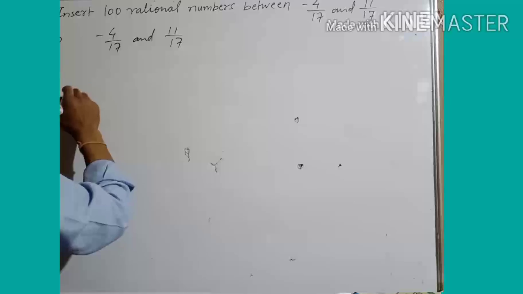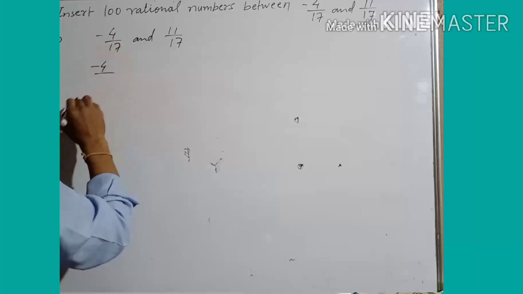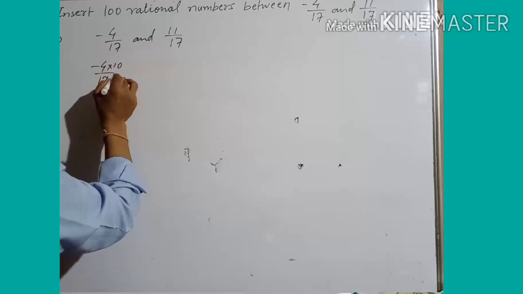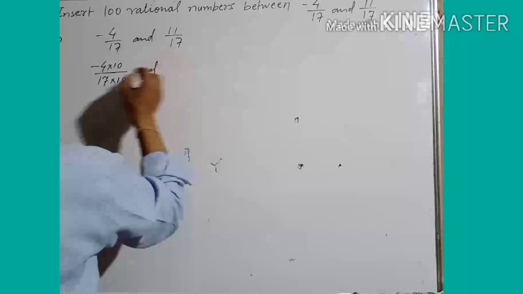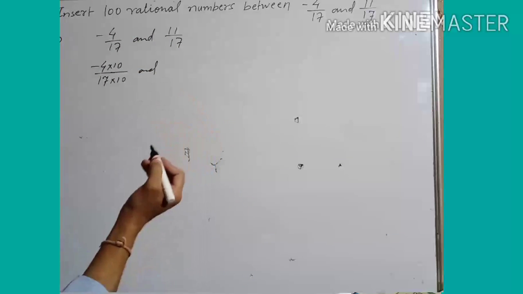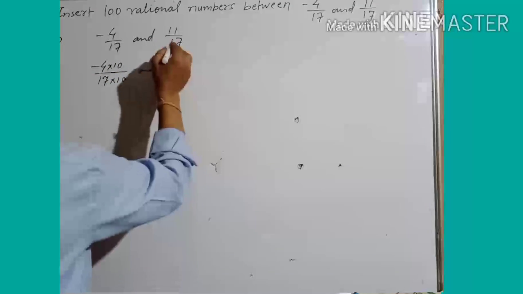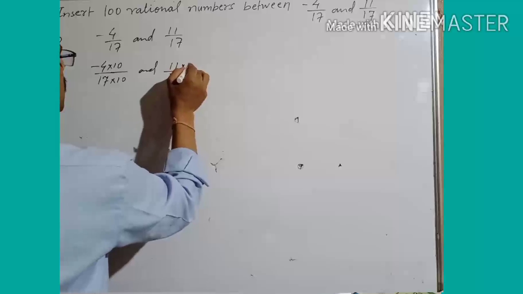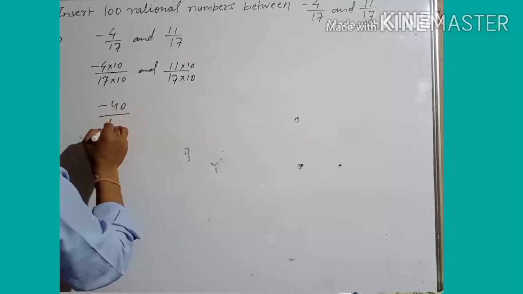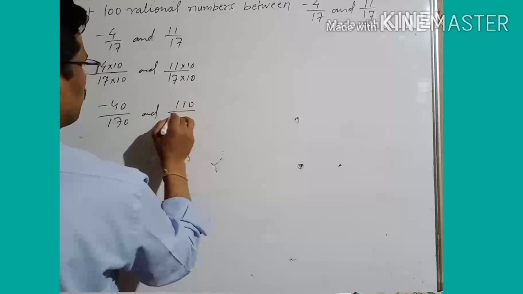It is very simple. Minus 4 upon 17 can be written as minus 40 upon 170. How? By multiplying by 10. Also, you can multiply by 100. It depends on your choice. How many rational numbers do you want to find between these two numbers? 100 only. That's why I'm multiplying by 10 only. 11 upon 17 multiplied by 10 becomes 110 upon 170.